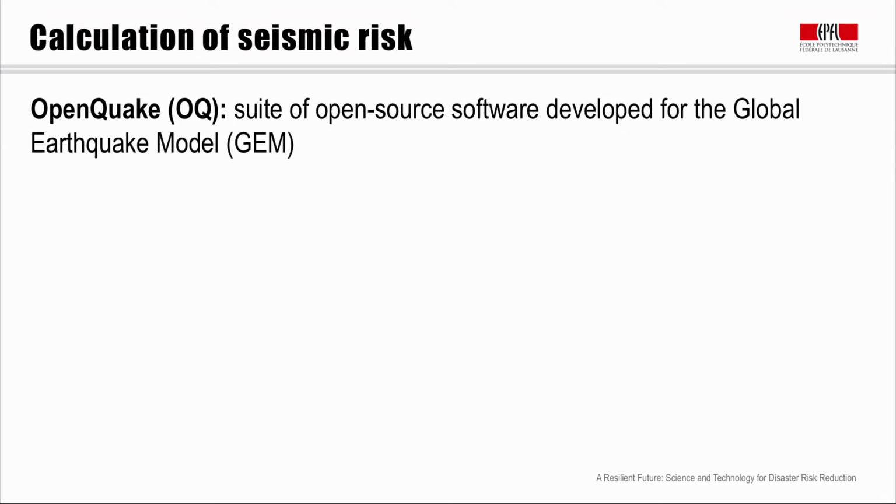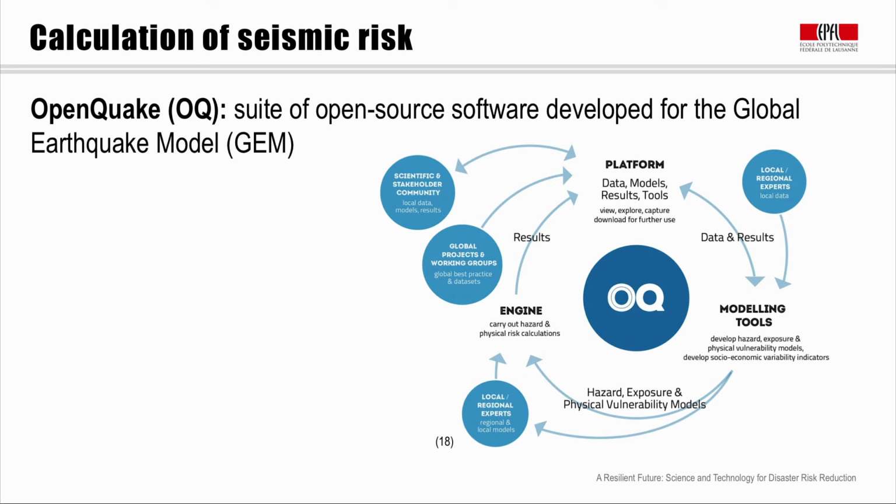One of the most relevant global collaborative efforts of the recent years, in terms of providing tools and resources for the assessment of earthquake risk anywhere in the world, is the Global Earthquake Model, or GEM. OpenQuake is the GEM suite of open-source software for seismic hazard and risk modeling. It comprises the platform, which allows users to visualize, explore, and share GEM's datasets, tools, and models, the engine, which is GEM's state-of-the-art software for seismic hazard and risk assessment, and a great variety of modeling tools.